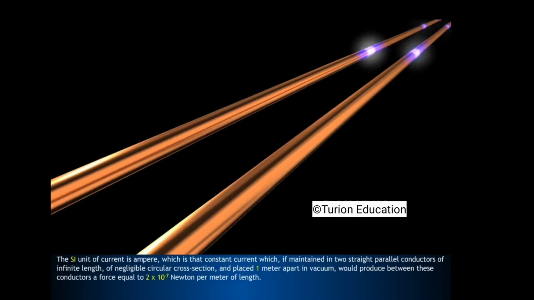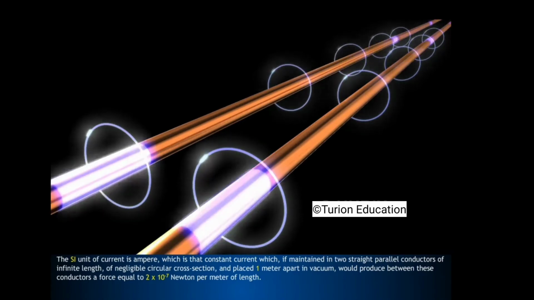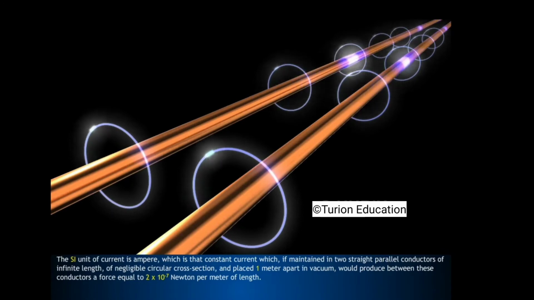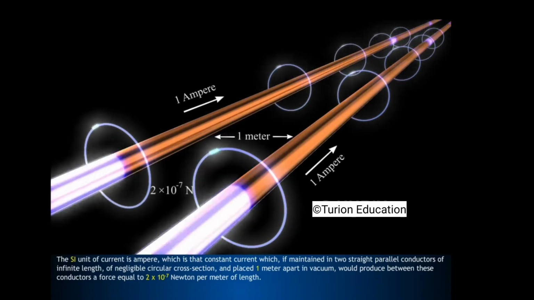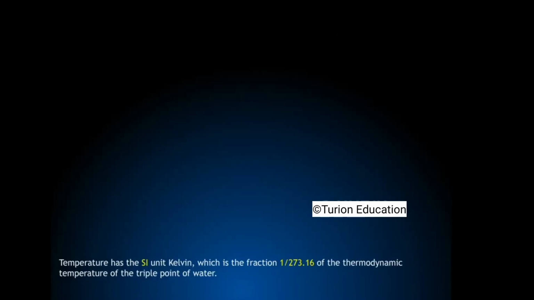The SI unit of current is ampere, which is that constant current which, if maintained in 2 straight parallel conductors of infinite length, of negligible circular cross-section, and placed 1 meter apart in vacuum, would produce between these conductors a force equal to 2 × 10⁻⁷ Newton per meter of length.